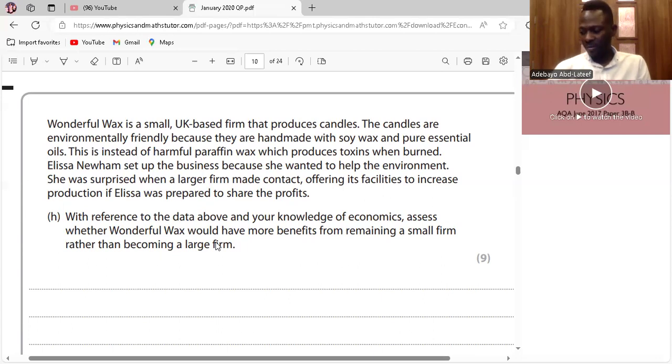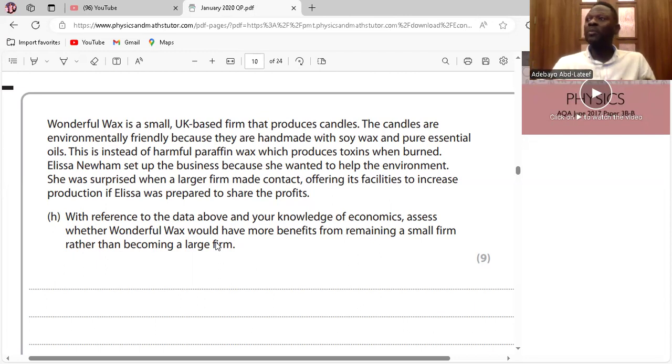Three, operating a small business will allow Elisa to maintain control of the firm, which means Elisa may continue to produce candles that are environmentally friendly. The case says they are handmade candles with soy wax and pure essential oil, instead of harmful paraffin wax, which produces toxins when burned. Producing handmade candles is environmentally friendly because they use soy wax and pure essential oil. But when it becomes bigger, a big company will not be able to do this.